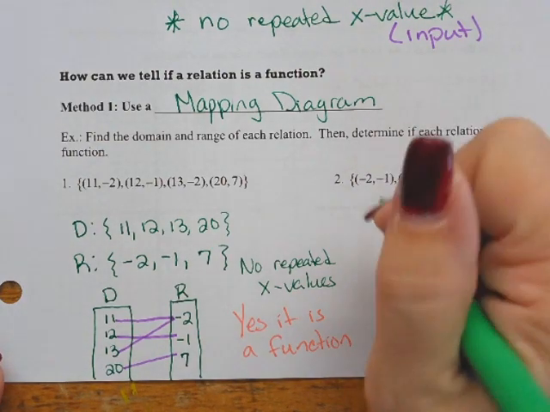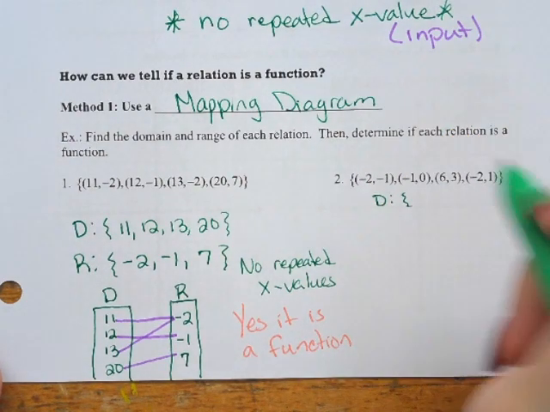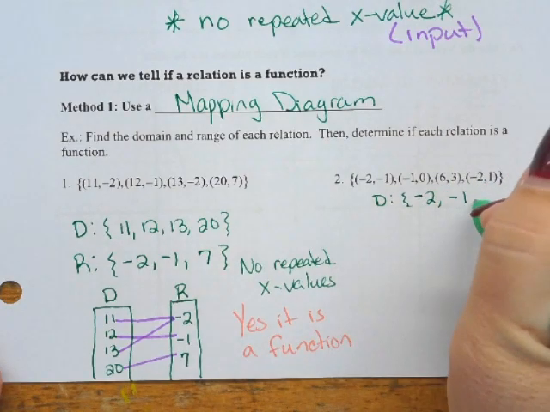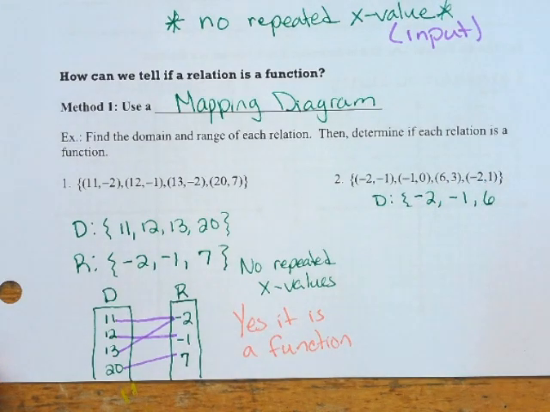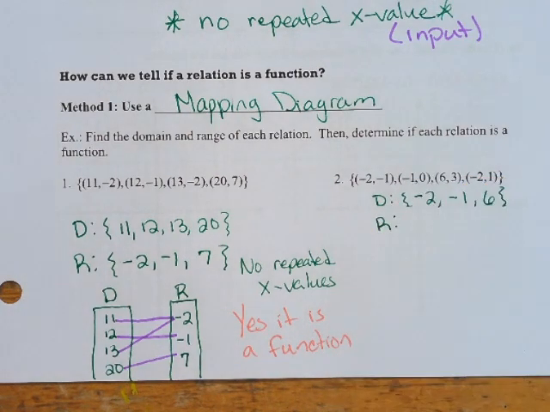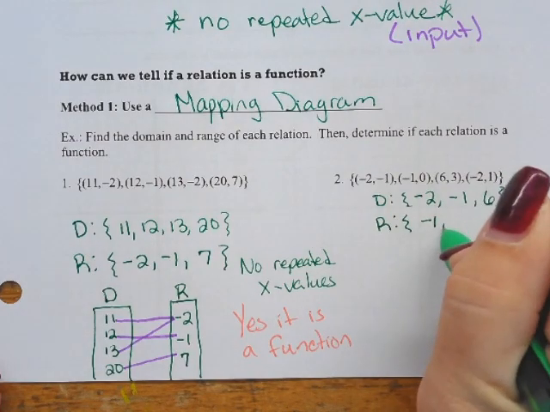So again, I'm going to do my domain. What are my domain values? -2, -1, and 6. And you seemed a little unsure on the next one. Because it's repeated, so I don't need to write it. So automatically, we already have an x value that repeats. What do we know? It's not a function, but let's prove it. All right, what are my y values? -1, 0, 3, 1.